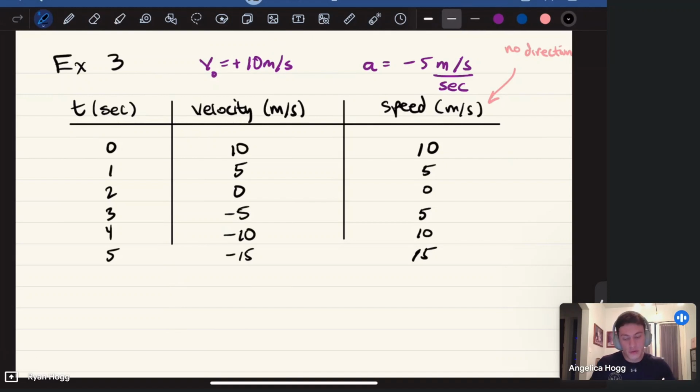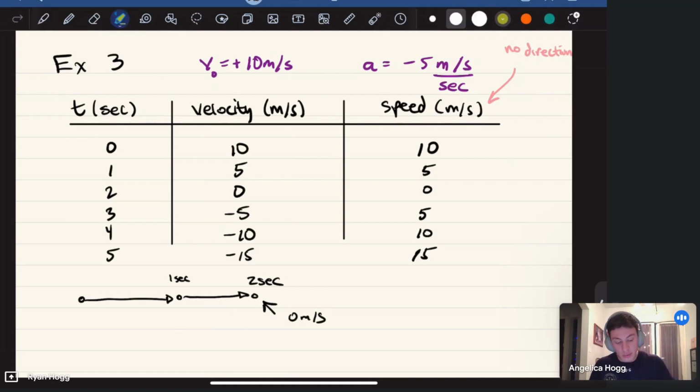Okay, so now we have a little car, and he's going this way at 10 meters per second. So 1 second has passed, then he's gone this way at a lot less velocity. 2 seconds have passed, and he is now right at this point. He's at 0 meters per second as far as his speed goes, or his velocity and speed. This is his velocity. He's at 0. And he's covered quite a bit of distance going this way, right?